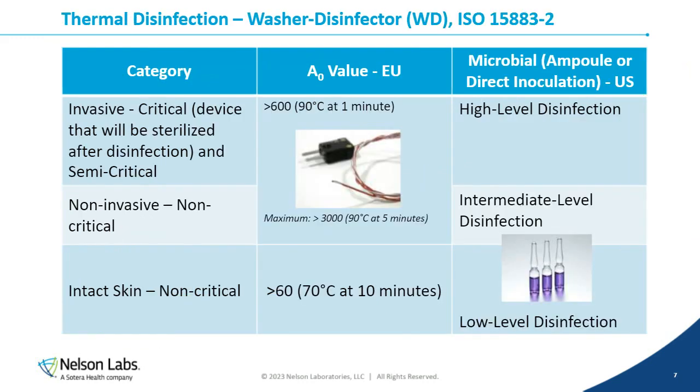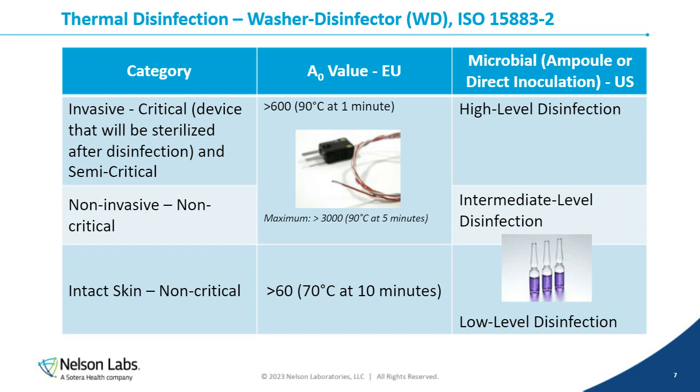Additionally, for thermal disinfections, there are broken into high-level, low-level, and intermediate-level disinfections as well, based again on that Spalding classification or patient contact. In the EU, they prefer something called A0 testing, or A0 values, which we'll discuss what that is a little bit later in the presentation. And those are broken down as listed here. So for your invasive devices that will be terminally sterilized, you'll need an A0 value of 600, and then your non-critical devices just at least an A0 value of 60.